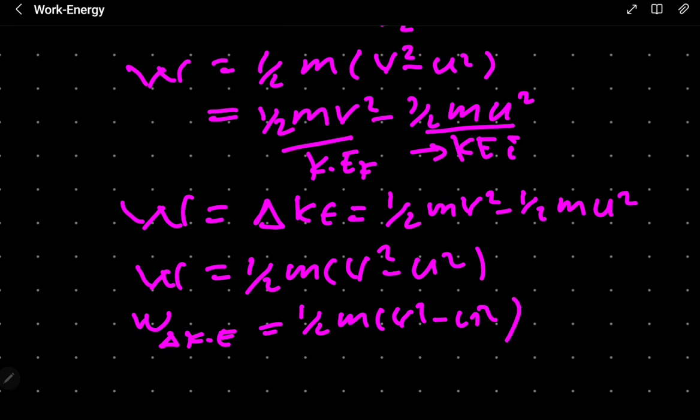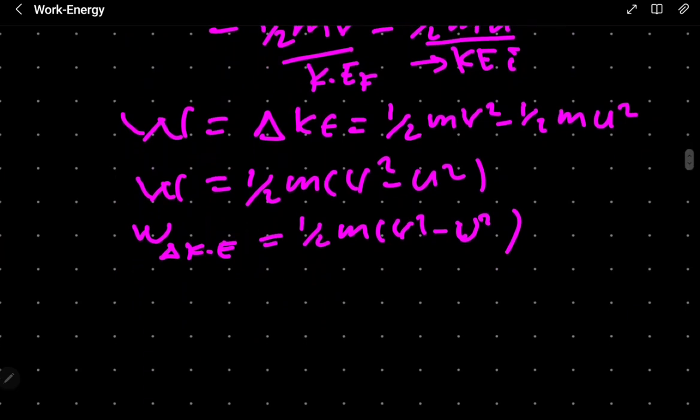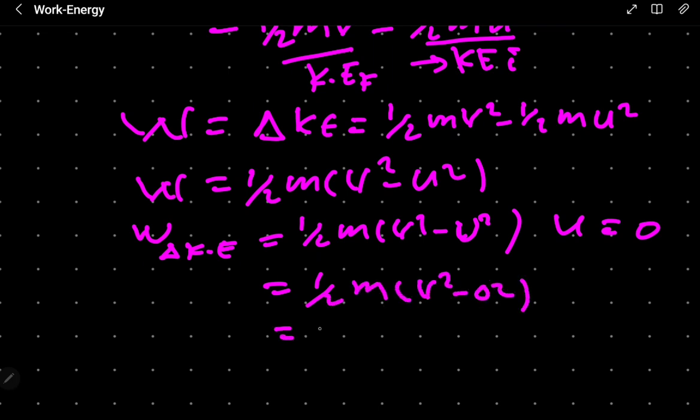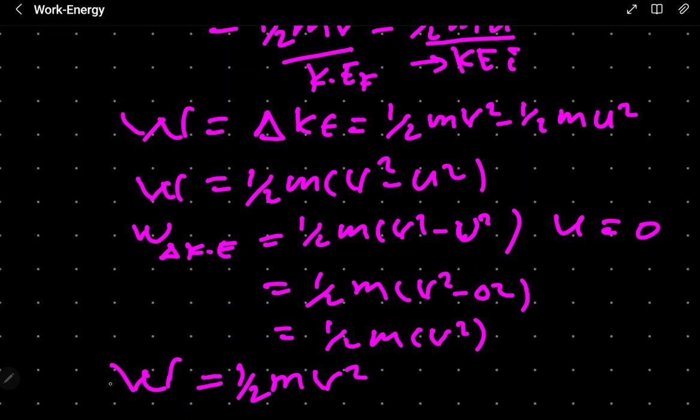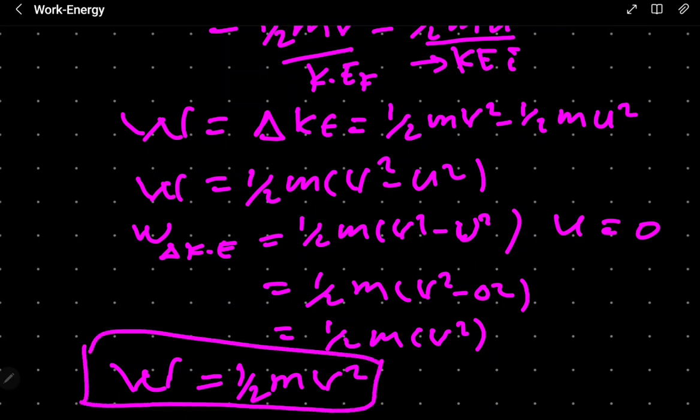Now in the case where u is 0, the expression for the final kinetic energy will be the same as the expression for the work done. So the work done is going to be half times the mass times v square minus 0 square, which gives you half times the mass times v square. So when the initial speed is 0, the work done is the same as the final kinetic energy. The expression for kinetic energy is the same as the expression for the work done when work is done starting from rest to change the speed of a mass on a smooth horizontal surface.